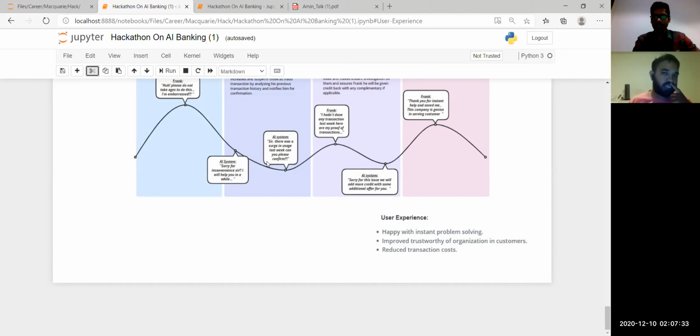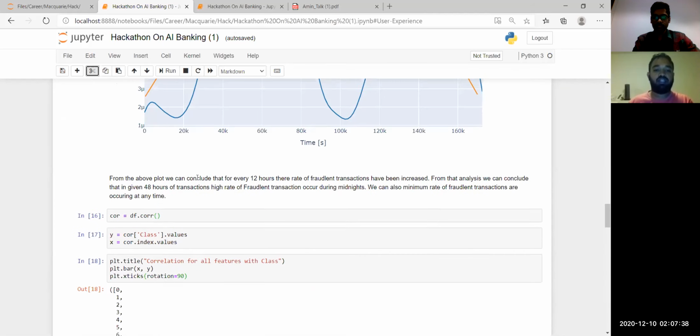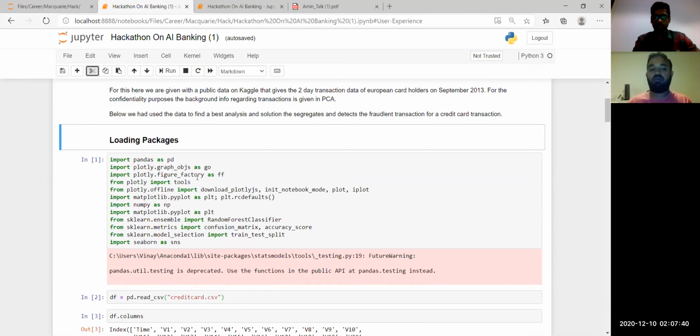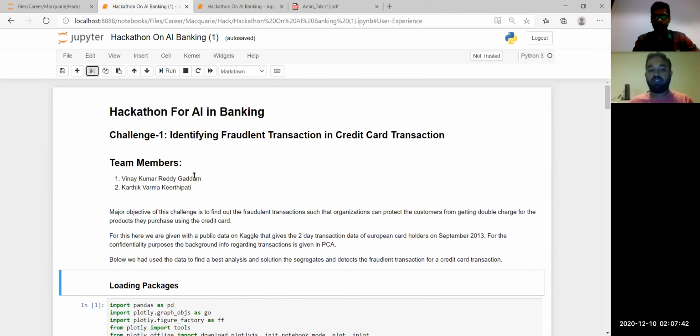So this was our challenge. This way, we solved our challenge using the random forest technique and the analysis. I hope this gave you an optimum solution for the issues faced by the banks.